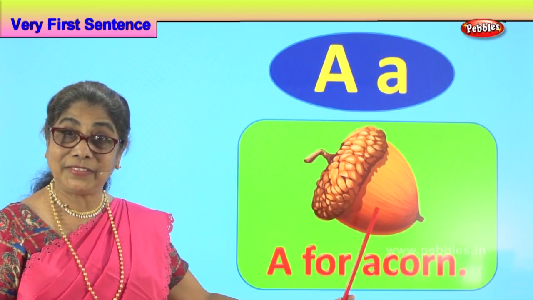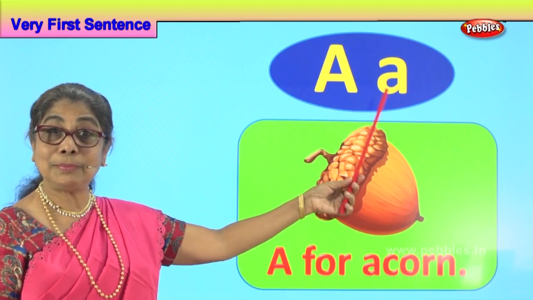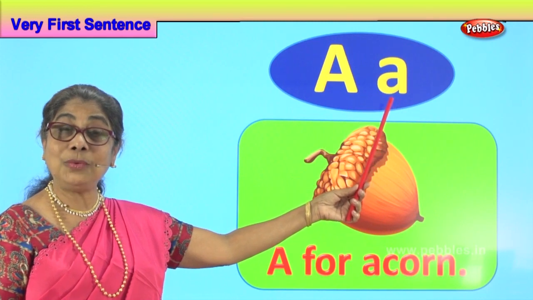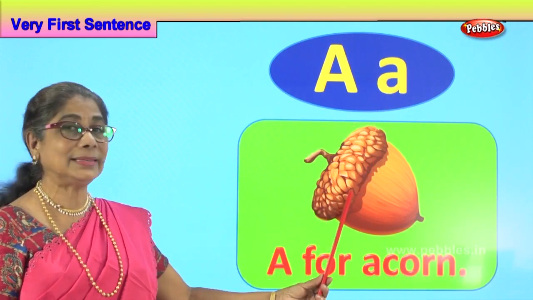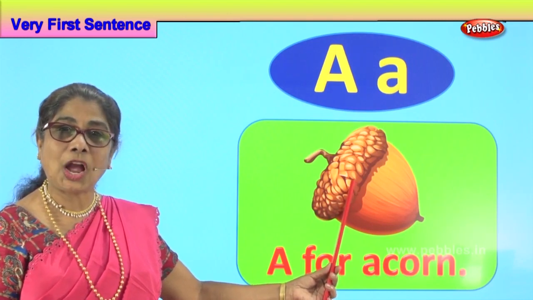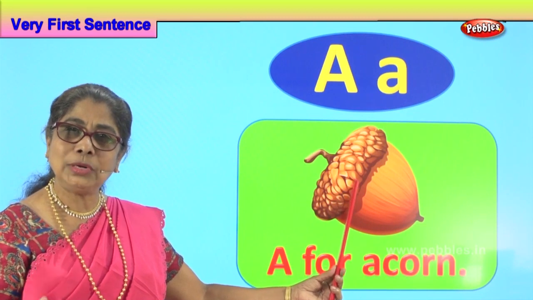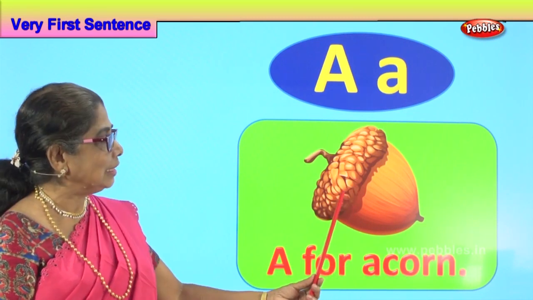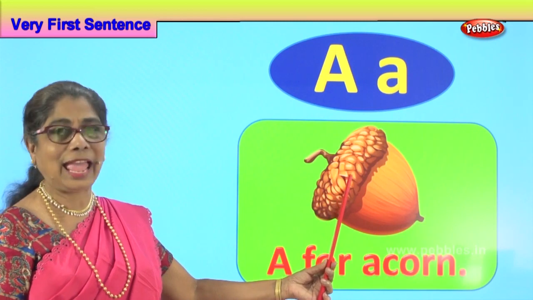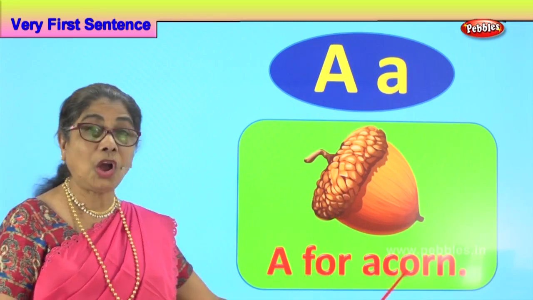Look, what do we have here? We have big letter, small letter. Sound A. What is this? It's a tiny little nut, acorn. Every tree has a small seed. Now, actually, it's a very tiny little acorn. Let's read A for acorn.